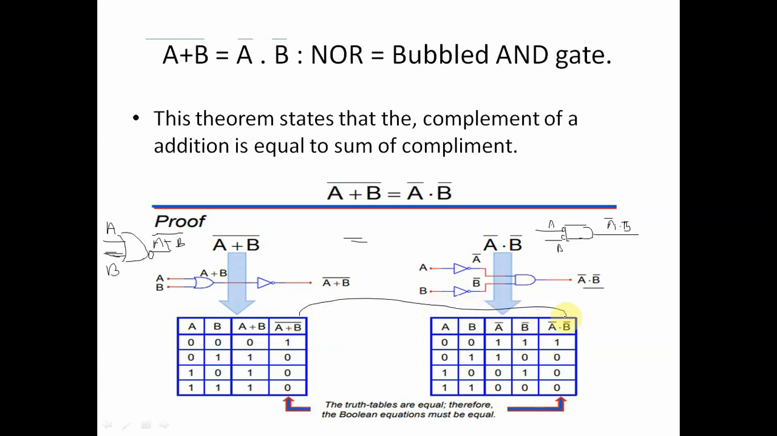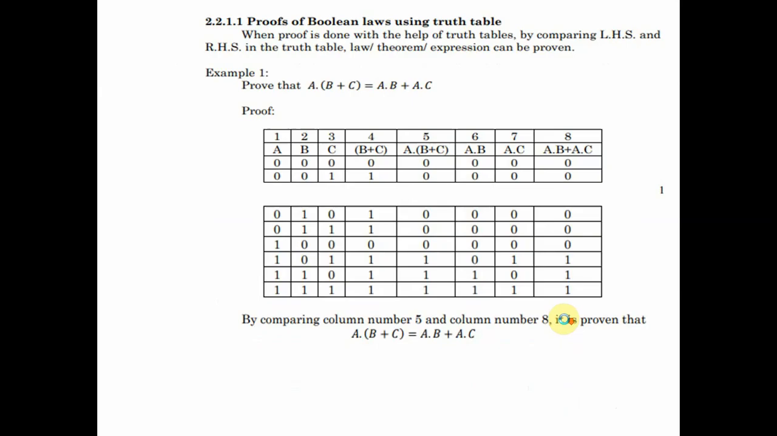These two conditions are similar. The two tables are equal. Therefore, the Boolean equations must be equal. Now, these are some proofs of Boolean laws using truth tables.